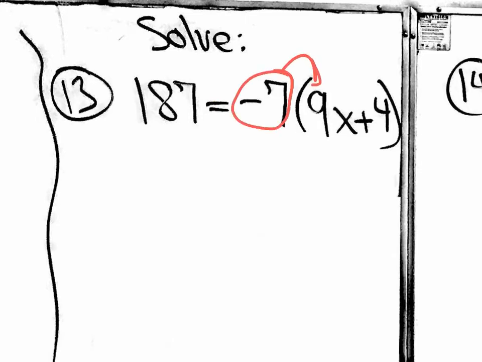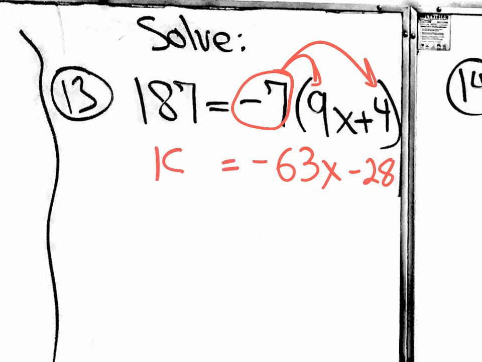Negative 7 times 9, that's negative 63 with an x. Negative 7 times 4 is negative 28. Let's bring down the equal sign, the 187. And now let's start getting the x value by itself on the right side of the equal sign. So I'm going to get rid of the negative 63 and the minus 28. Which one do I get rid of first? The 28 by adding 28, right? Get rid of the minus 28 by adding 28. That'll be 0. What you do to one side, you do to the other side.